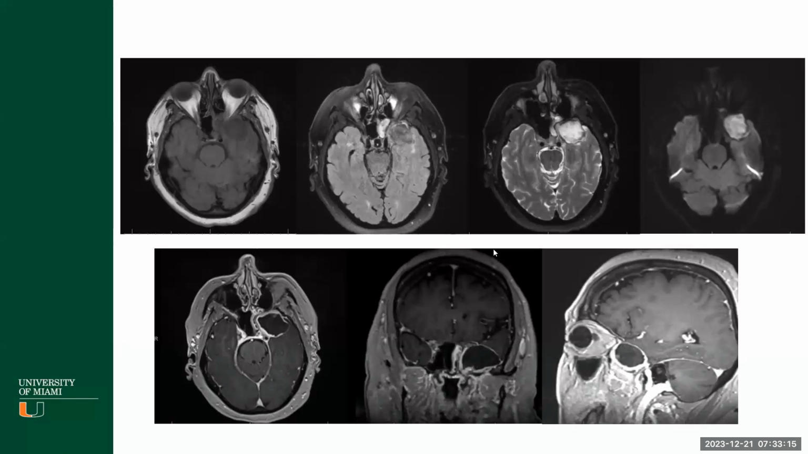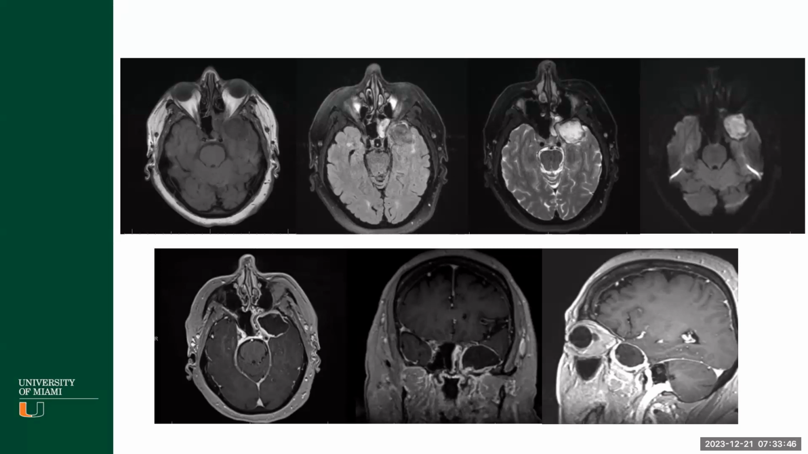So at the top we have axial MRIs. We have our T1, a FLAIR, and a T2. What is this one right here? What sequence? So you're exactly right, diffusion restriction, that's DWI. Perfect. What are you seeing?